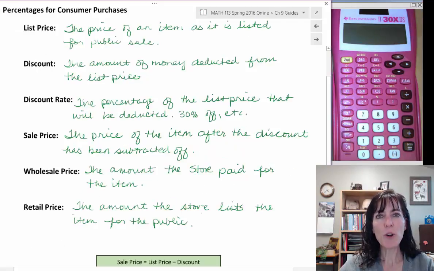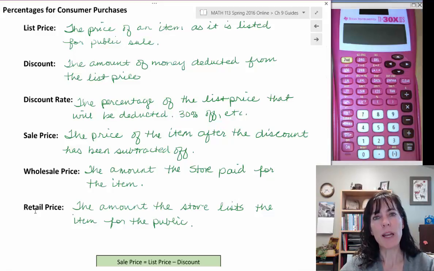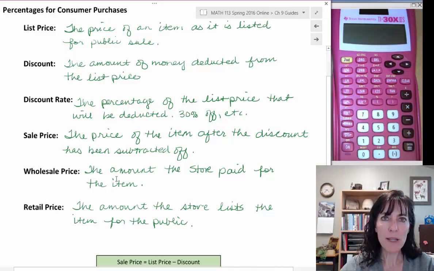And so you might have heard retail and wholesale prices. What we're talking about there, wholesale price is the amount of money that a store pays for an item that it's going to offer to the public. And the retail price is the amount of money that the store is asking the public for that item. So wholesale is the amount the store pays, retail is the amount the consumer, or you and I, pay.